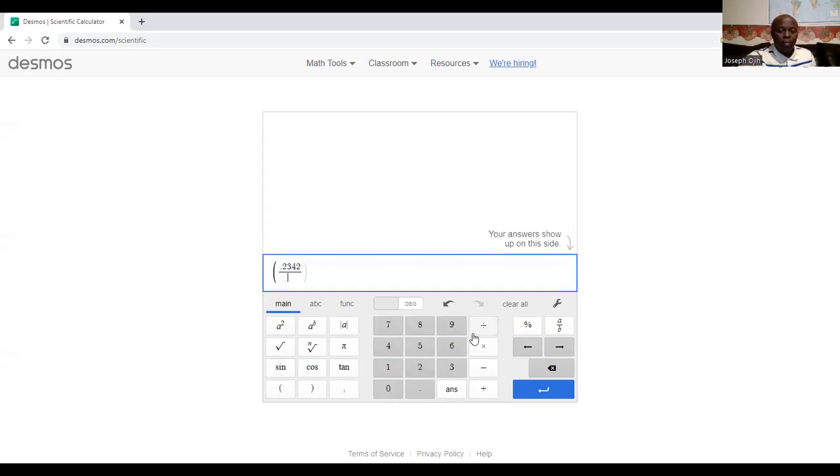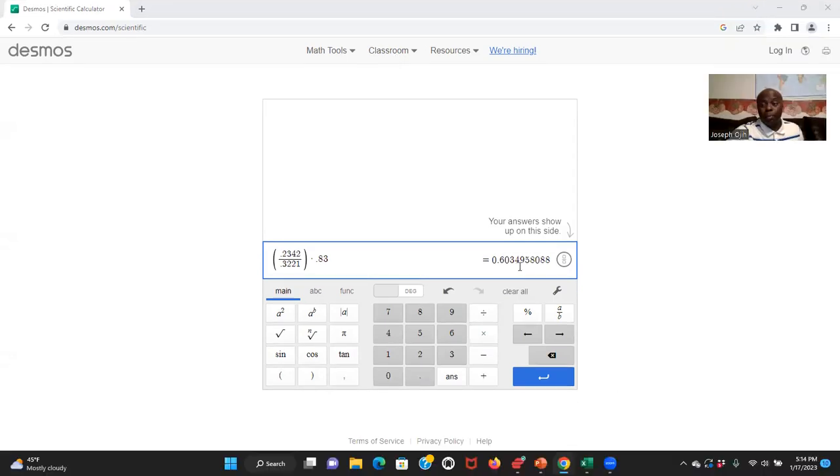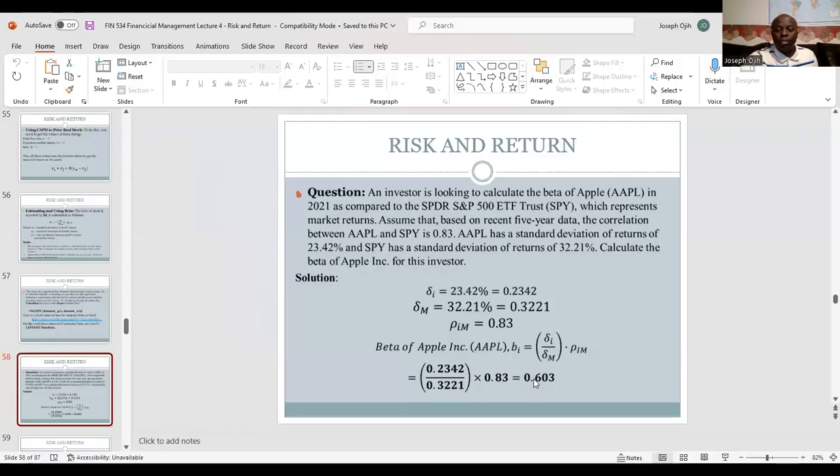So I have delta I as 0.2342, divided by 0.3221, times the correlation, which is 0.83. That gives 0.603 as the beta. Can you see that? 0.603 is our beta, approximately. So taking it back to this, you can see that's how we get the result as 0.603.